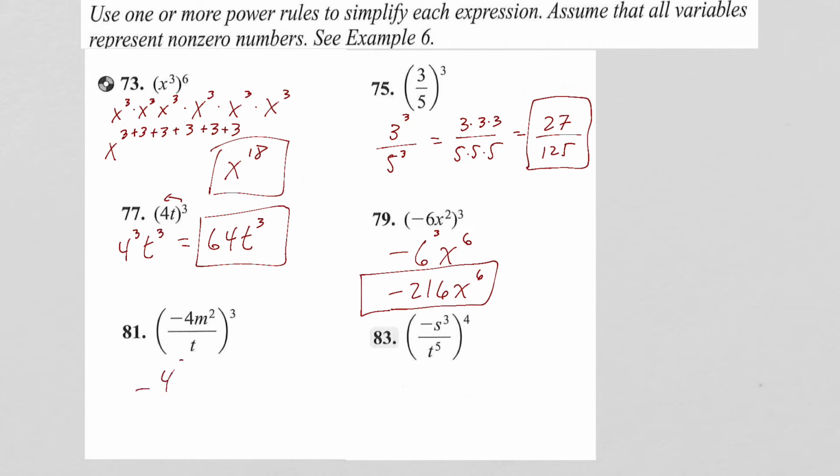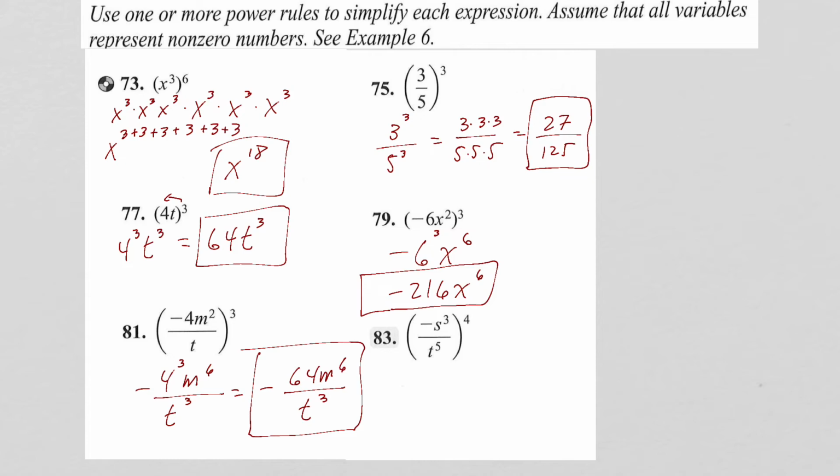We're going to have 4 to the third power, m to the 6th power, over t to the third power. 4 to the third power is 4 times 4, which is 16, times yet one more 4. 16 times 4 is 64. So this will be negative 64 m to the 6 over t to the 3.